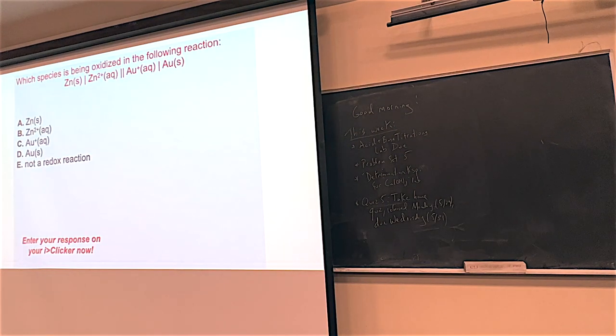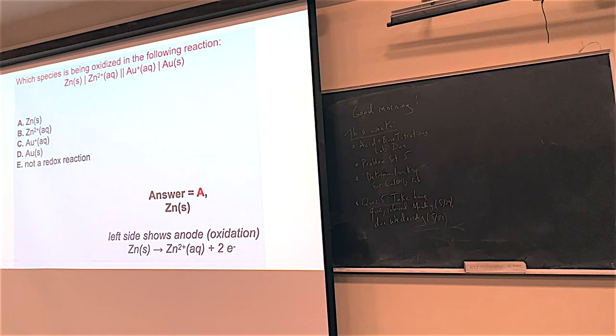Okay, so here's just another example, because I want to make sure everybody's clear on this. It says, which species is oxidized? So again, species that are oxidized are losing electrons. Now, electrons move in these shorthand diagrams from the left to the right. So the electrons would start then, in this case, at the zinc. They would turn into zinc 2 plus. Zinc is the species being oxidized.